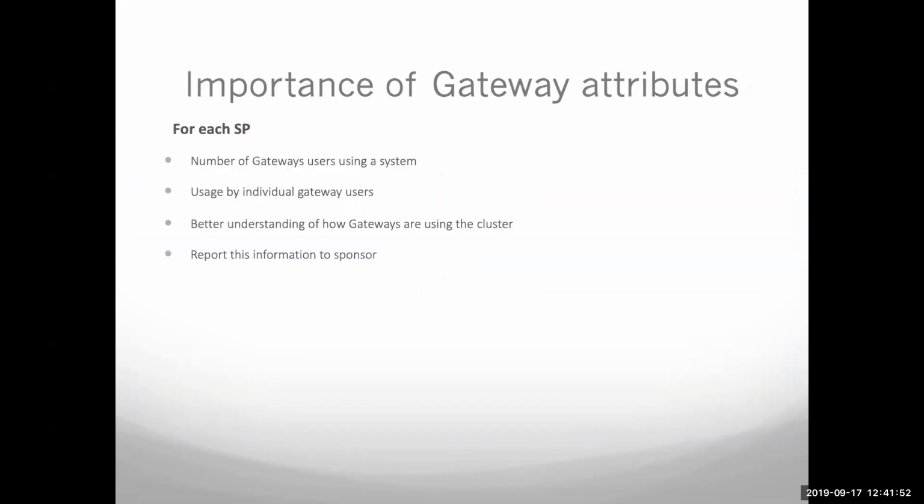The importance of this is that since XSEDE or service providers don't really have any visibility into who is actually using the system, the attributes provide that information to us. Once these attributes are available and reported, an SP can find out how many gateway users are actually using a system, or how many jobs were being submitted for a particular gateway user.